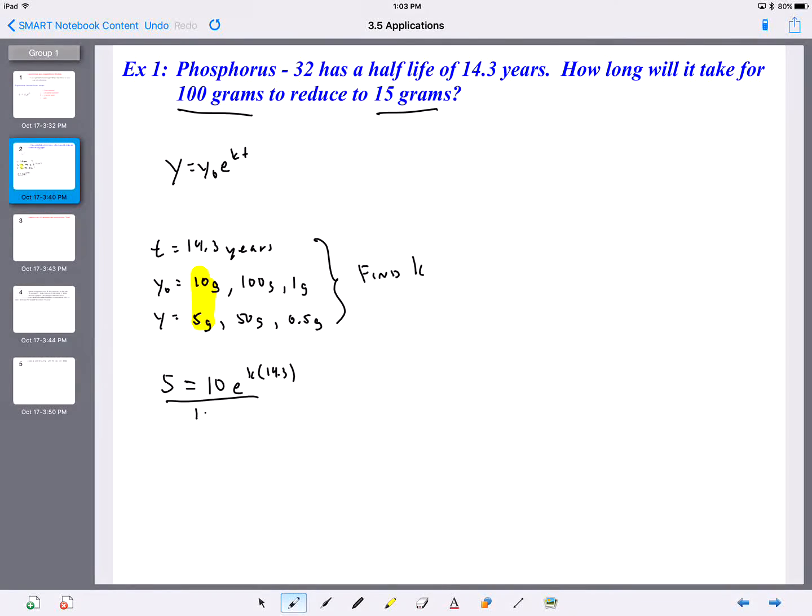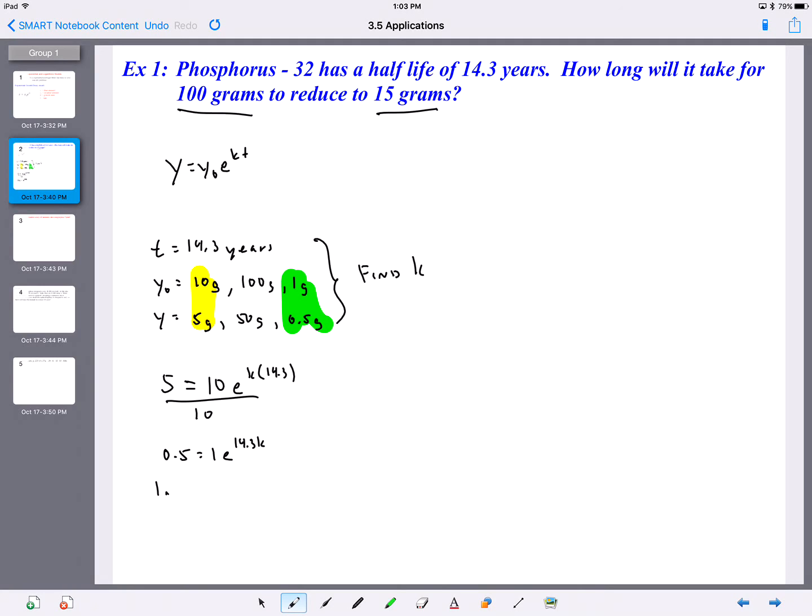Well, we have to get e by itself. So if we divide by 10, we get 0.5 is equal to 1 e raised to the 14.3k. Now, pay attention, because now we're actually back to this last one I wrote down. It doesn't matter if you put 150, when you divide, you're always going to get 1 and 0.5. So you can start with whatever you want to get to that value. You could start at this one and then you wouldn't have to do your division. Either way, it's fine though.